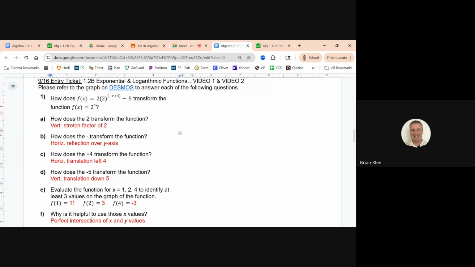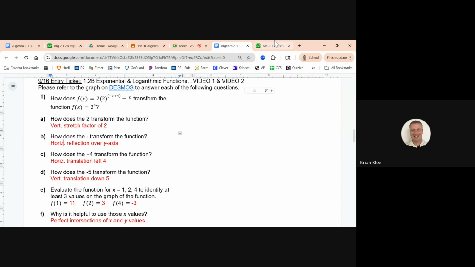So this entry ticket is going to continue looking at transformations. In particular, we're going to talk about exponential functions today. Those are functions where the x is in the exponent. In this case, we're asked how does f of x equals 2 times a base of 2 raised to the negative x plus 4 minus 5 transform the function f of x equals 2 to the x.